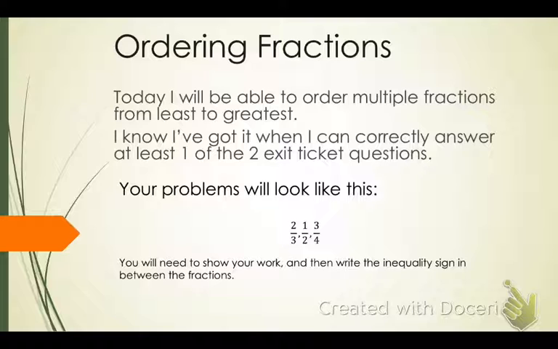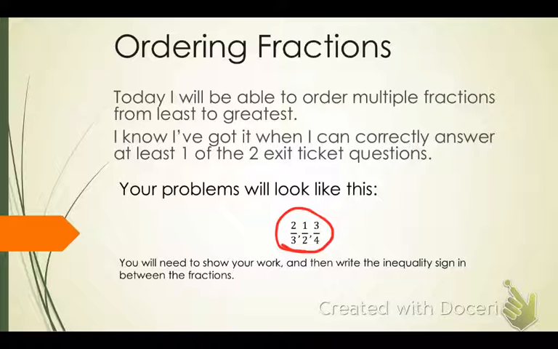Your exit ticket problems are going to look like this, where they will have 3 or 4 fractions, and then what you're going to do is very similar to what we did for comparing them. You're going to get a common denominator using the LCM, then write equivalent fractions, and then you will use the inequality sign in between. So it will show that the first one is the smallest, and then that's less than the next one, and so on. Just like what you're going to be practicing throughout this video.